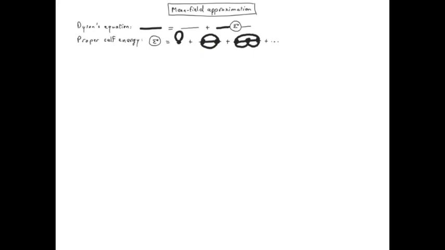So far, Dyson's equation is exact, providing that we take into account all possible diagrams in the proper self-energy. The difficulty is, of course, that we have in principle an infinite number of diagrams for the proper self-energy. So we need an approximation, and the mean field approximation is obtained by only keeping the lowest order Feynman diagram.